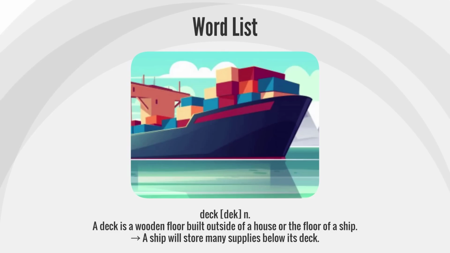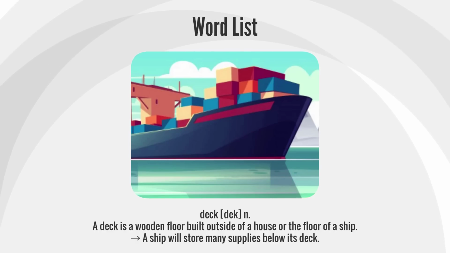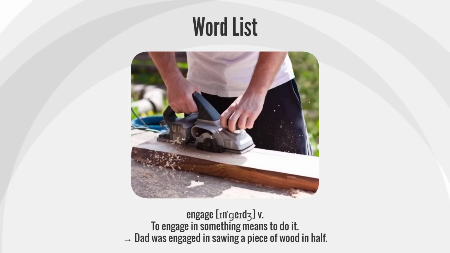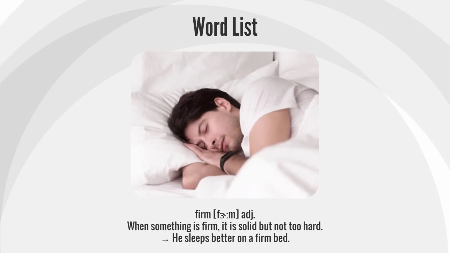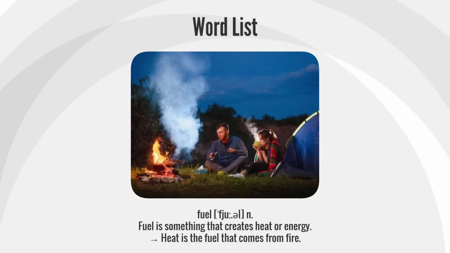Deck. A deck is a wooden floor built outside of a house or the floor of a ship. A ship will store many supplies below its deck. Engage. To engage in something means to do it. Dad was engaged in sawing a piece of wood in half. Firm. When something is firm, it is solid but not too hard. He sleeps better on a firm bed. Fuel. Fuel is something that creates heat or energy. Heat is the fuel that comes from fire.